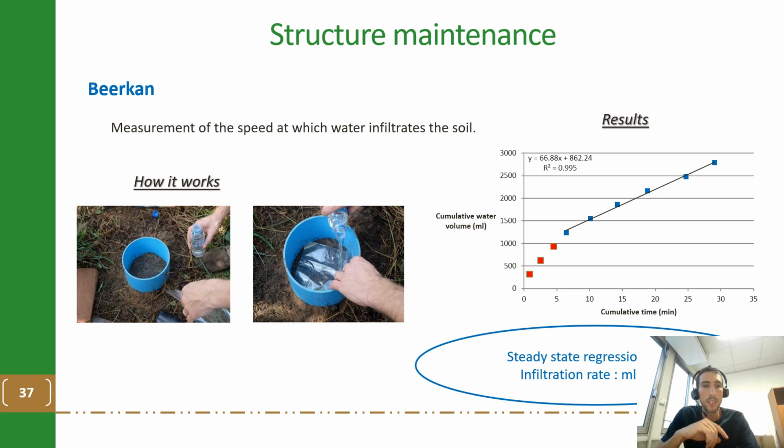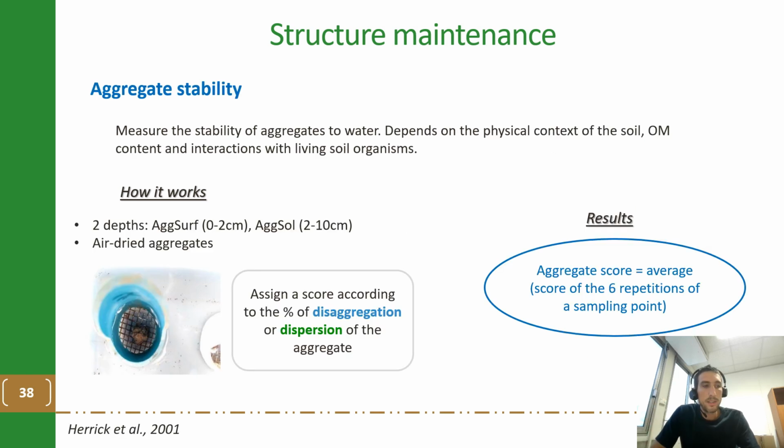By plotting this on a curve, a straight line can be drawn. The slope of the straight line corresponds to the rate of infiltration. The stability of aggregates in water is measured at 2 depths by sampling between 0 and 2 centimeters and between 2 and 10 centimeters depth in the soil. Stability is given by the resistance of the aggregate to disintegration in water and to dispersion during a back and forth cycle in water. We carried out 6 repetitions on each point to ensure greater statistical robustness, and the average of the 6 repetitions gives us the score for the measurement point for the indicator.